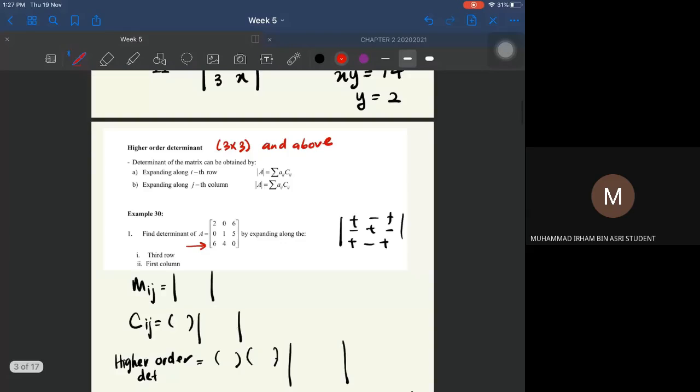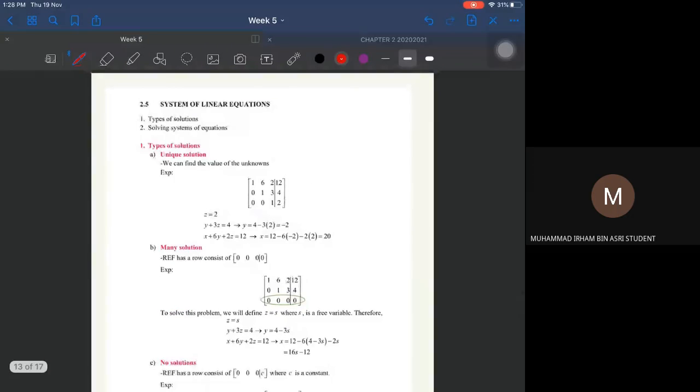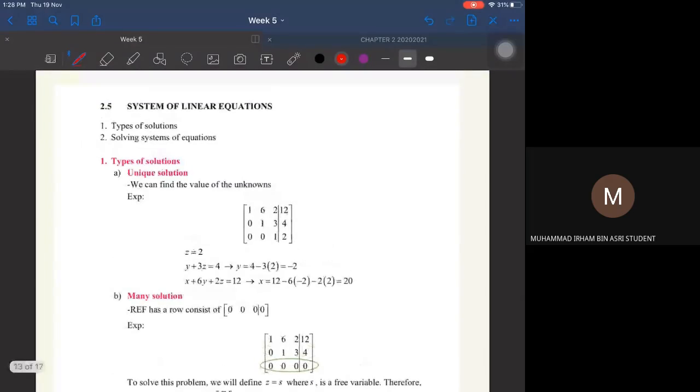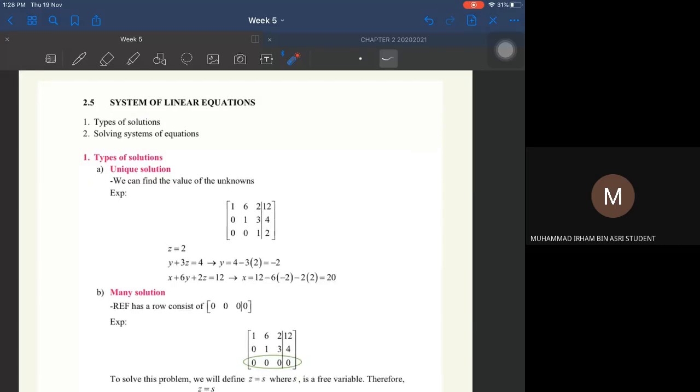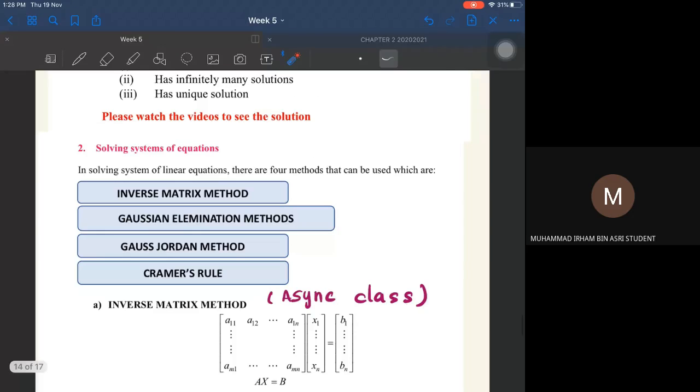Okay, bila kita dah faham habis inverse, the next subtopic will be solving system of linear equation. So dalam system of linear equation, there are two subtopic, which is the first one is type of solution, and the second one is how to solve the system of equation. Okay, before I explain with the type of solution here, saya nak bagi tahu yang ni dulu. Solving system of equation.